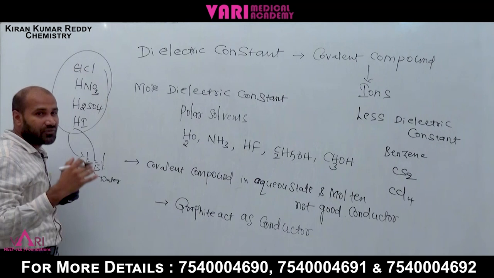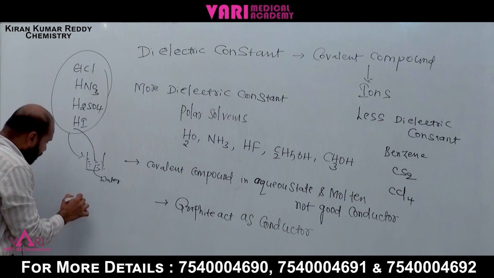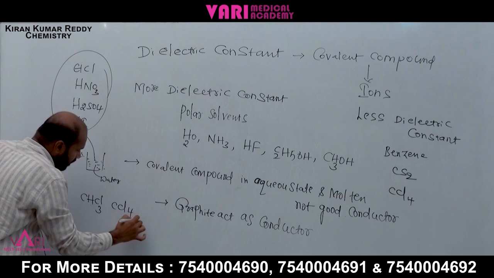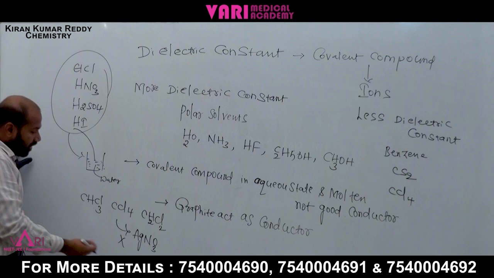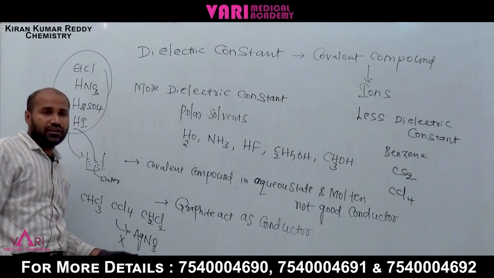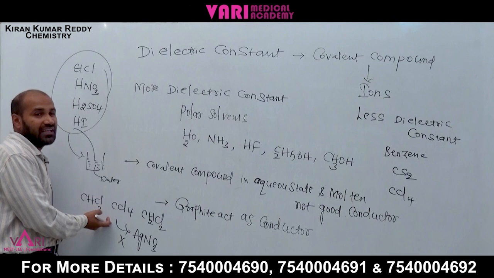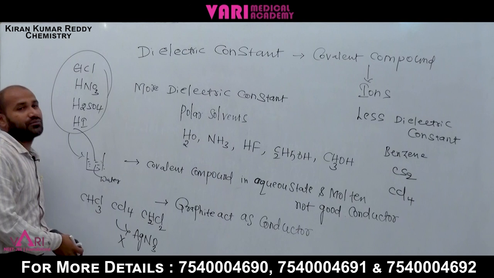These are important. Next, covalent compounds like CHCl3, CCl4, and CH2Cl2 do not react with AgNO3. Why AgNO3? When reacting with AgNO3, no precipitate is formed. What is the reason? Because no chlorine is free, no chlorine is replaced, that's why there is no reaction with AgNO3, no precipitate is formed. These are the properties of covalent compounds.